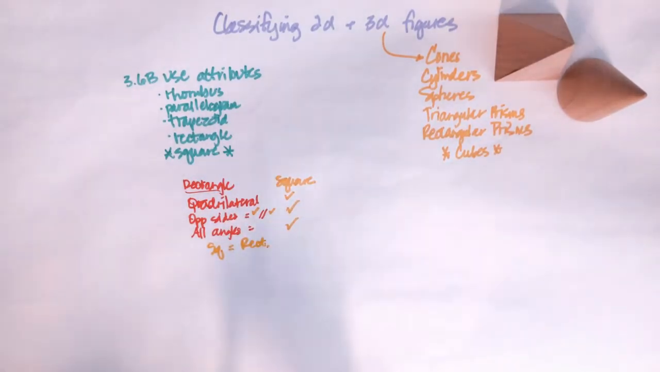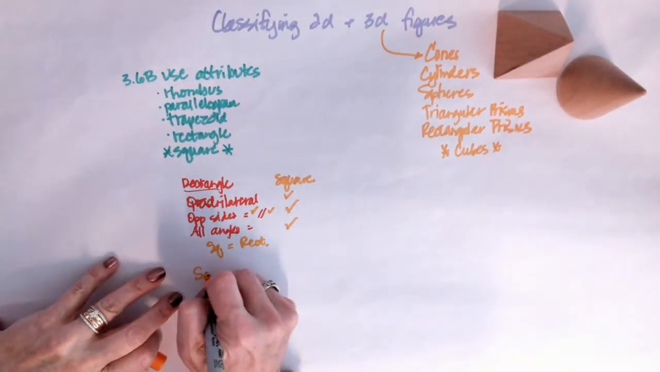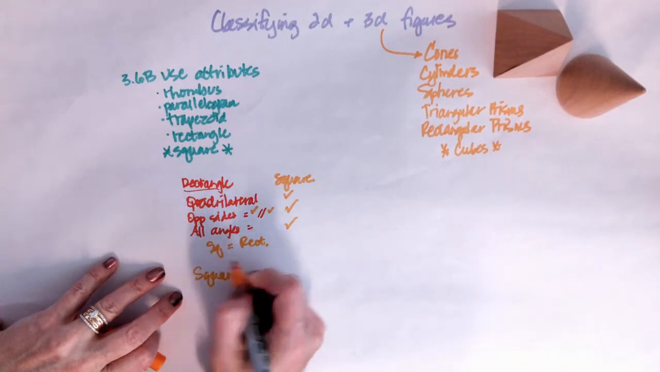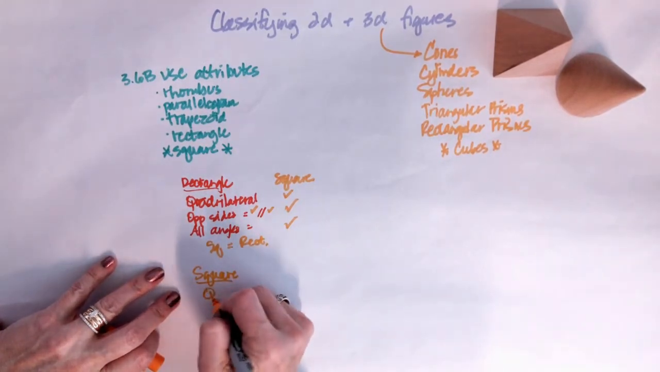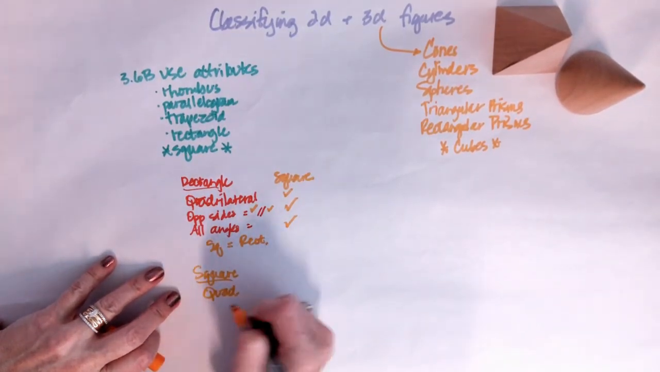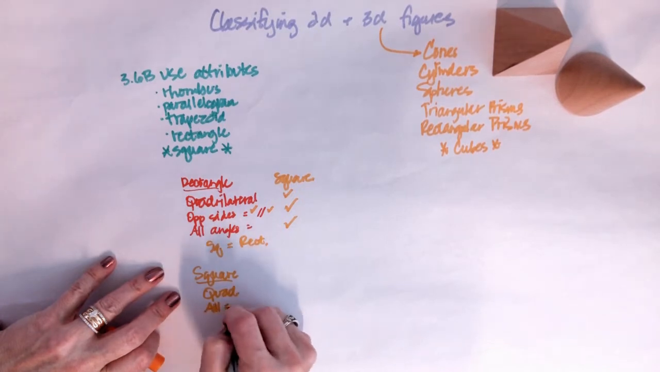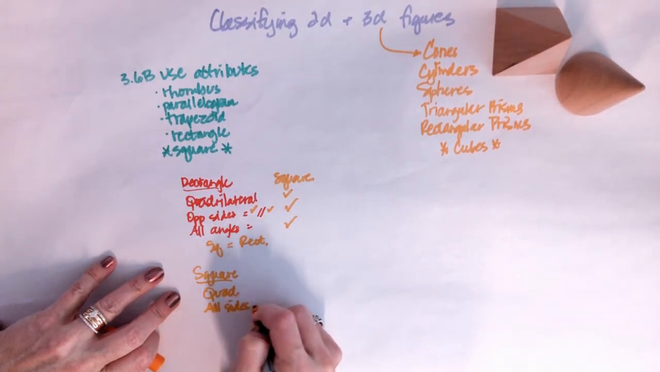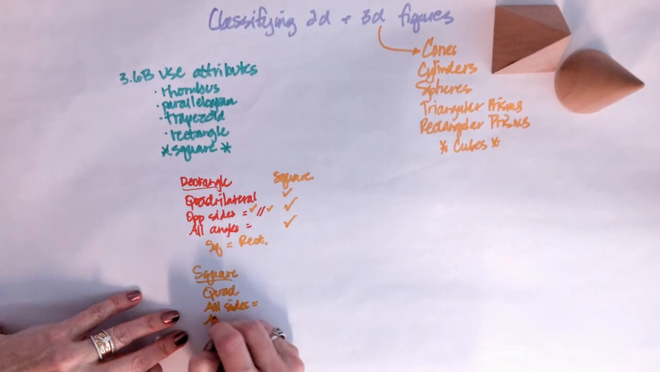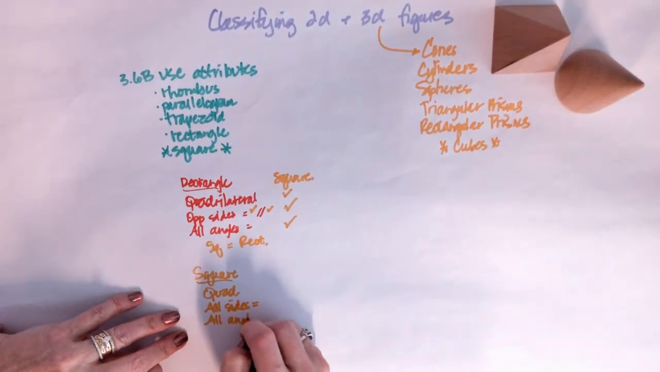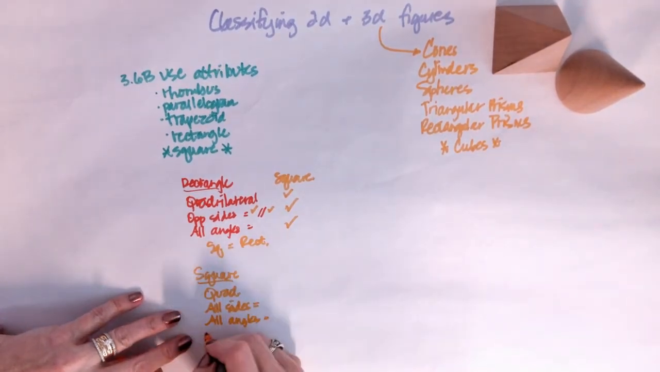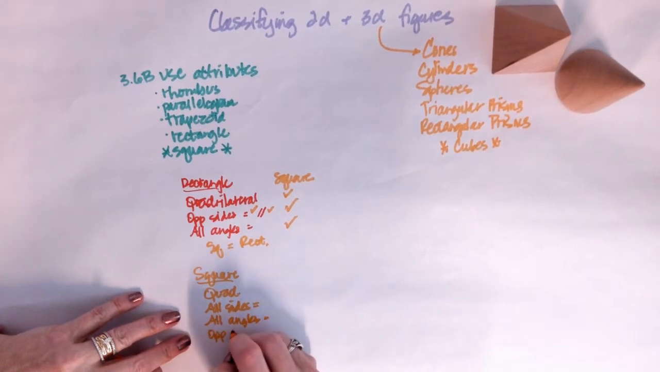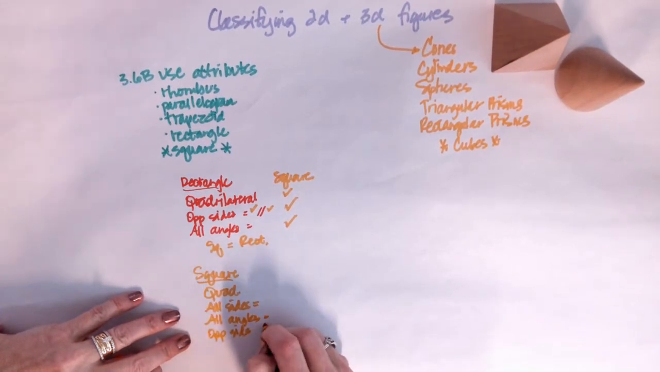Now, is a rectangle a square? Let's do the same thing. A square's attributes. It is a quadrilateral. All sides are congruent. All angles are congruent, and opposite sides are parallel.